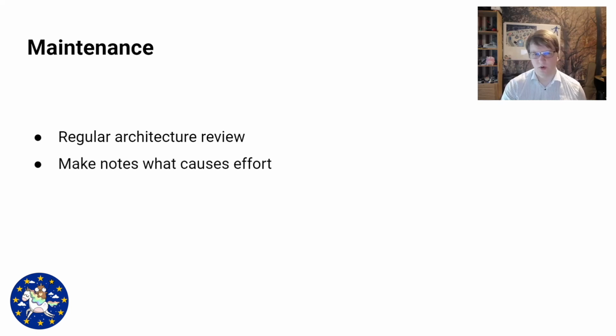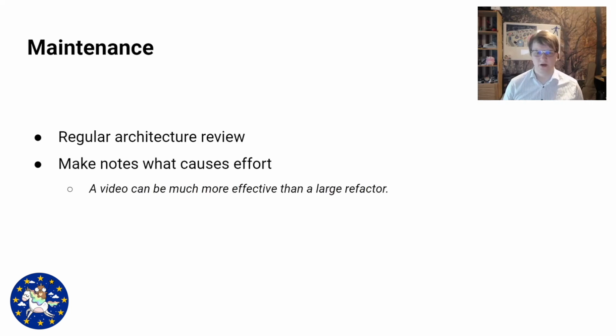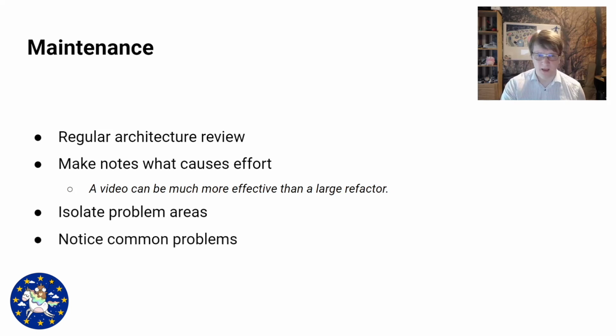Also make notes of what causes the actual effort. Sometimes a single video describing the whole system for the development team can be much more effective than a large refactor. Isolate problem areas. There's a pattern called anti-corruption layer that helps to isolate things that aren't as good, so you can later replace them with better things. And notice common problems in your code bases. That way you might find them in code reviews, or you could even write custom linting for it.